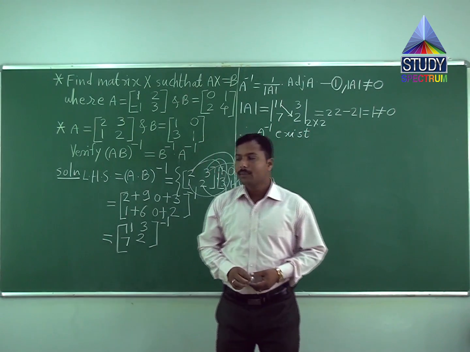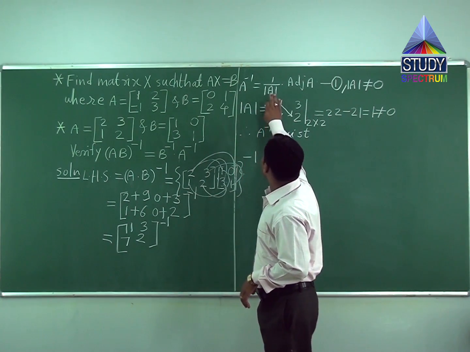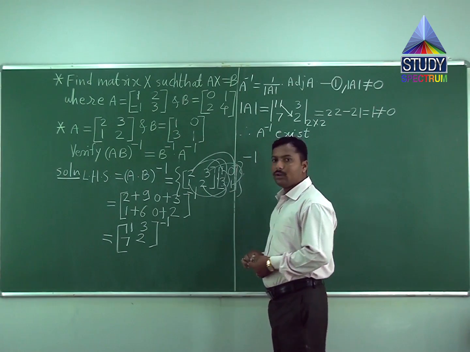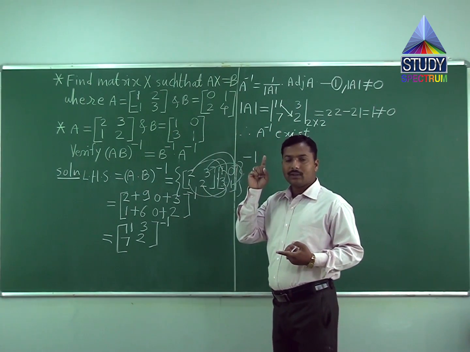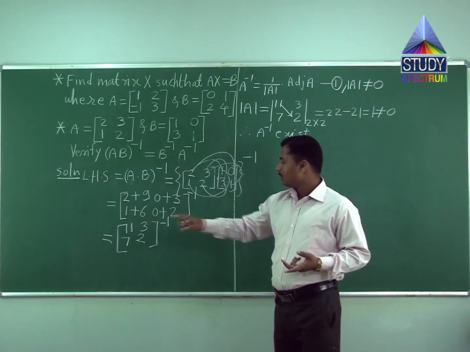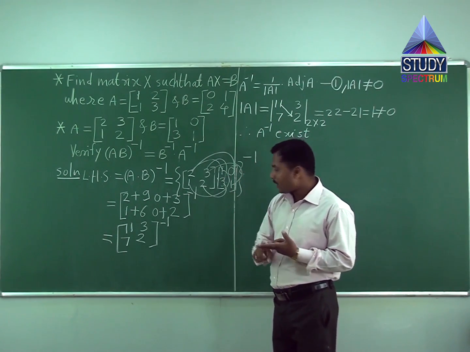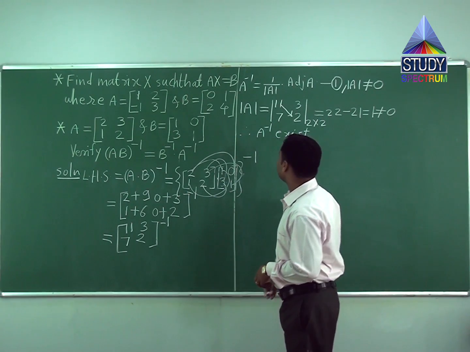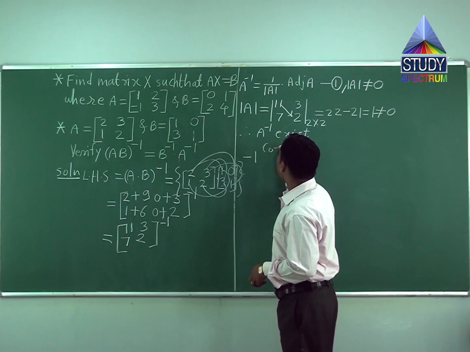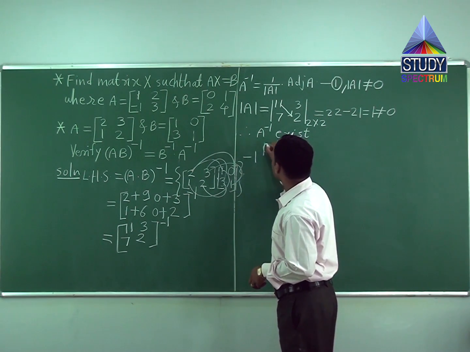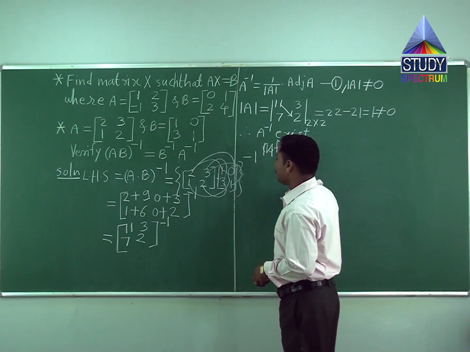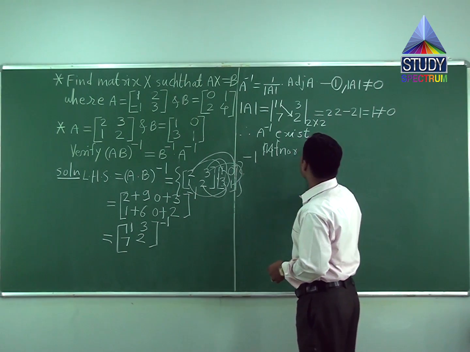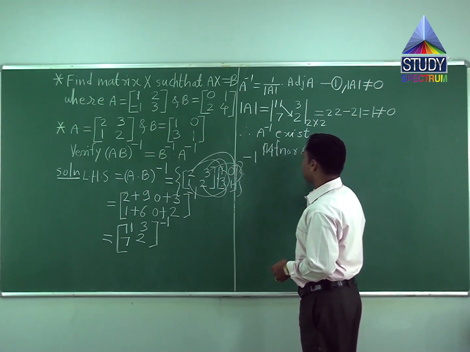Again we find the adjoint of this matrix. For the adjoint there are 3 steps. We find the minor of matrix A, then the cofactors of this matrix, and lastly the adjoint of this matrix. So first we find the minor. The minor matrix for this matrix equals what?